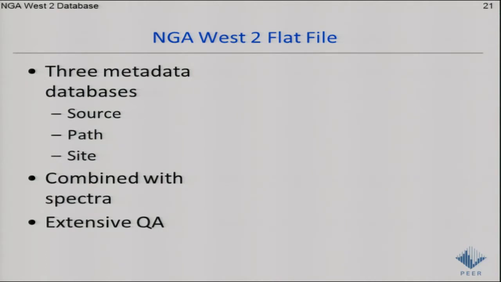So when we combine all of that key information from those three databases with the spectra that was mentioned earlier, the as-recorded three components, the RotDnn and the GMRotI50, we create different flat files based on those different combinations of metadata and spectra.